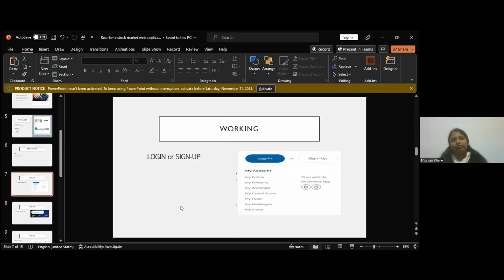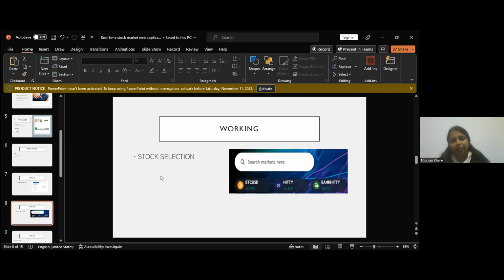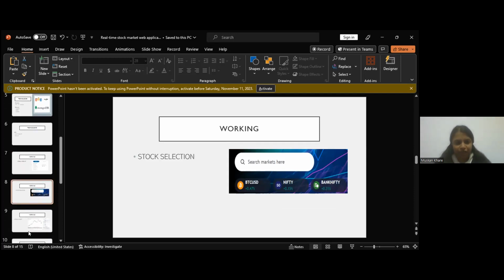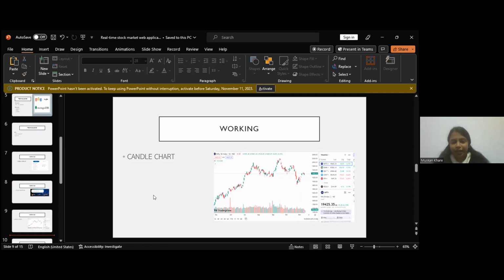Then working. First of all, if I am new to the application, firstly I have to sign up, then I have to log in. If I have already signed up, then I have to log in to my account, and then I have to select the stock of the market in which I want to invest. If I want to track the activity of a particular market, I can search for the market and then select my stock. Then I can see the candle chart and the profit and loss in real time.